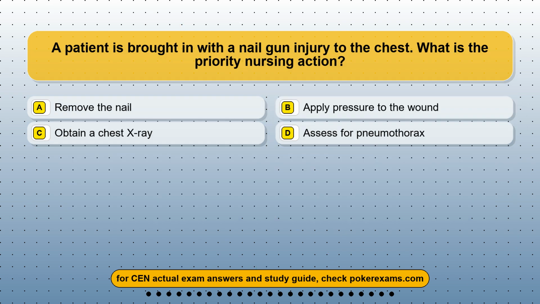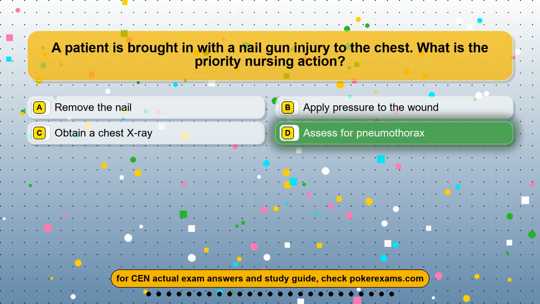Question 12. A patient is brought in with a nail gun injury to the chest. What is the priority nursing action? Option A, remove the nail. Option B, apply pressure to the wound. Option C, obtain a chest X-ray. Option D, assess for pneumothorax.